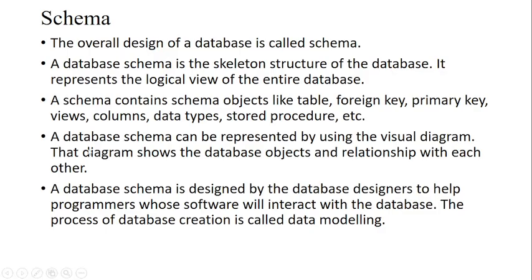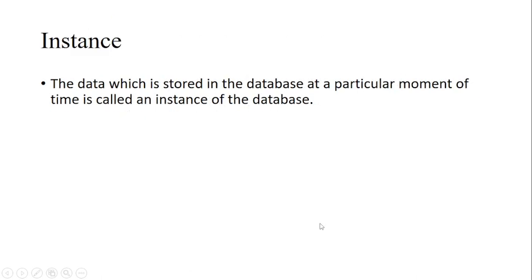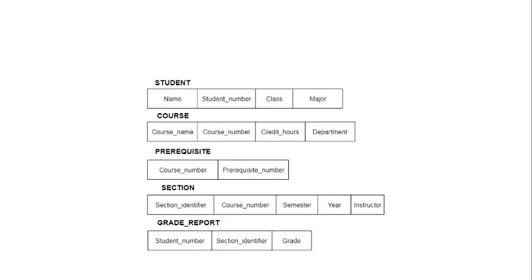And next, a database schema is designed by the database designers to help programmers whose software will interact with the database. The process of data creation is called data modeling. In the last video, we saw what a data model is. In the data model, we decide how we are going to store the data, how we are going to structure our data and tables in the database.